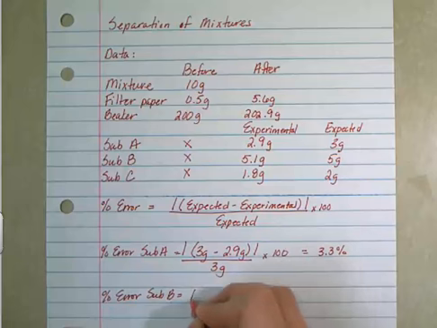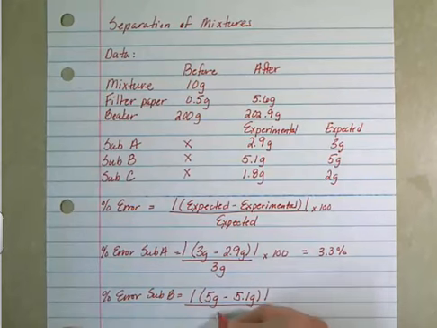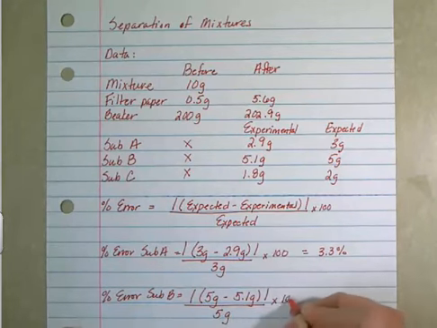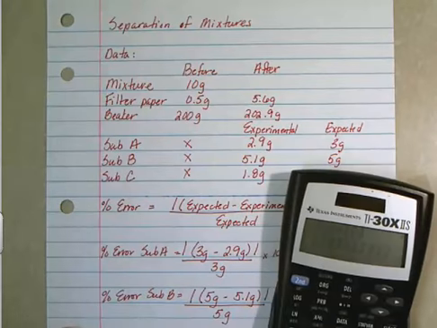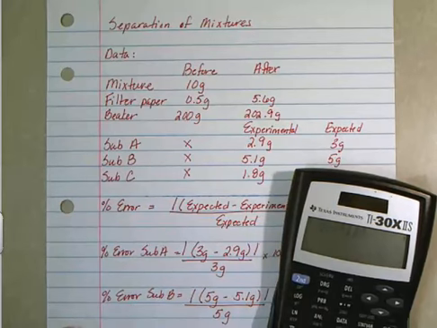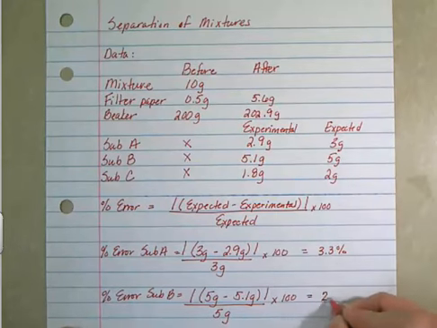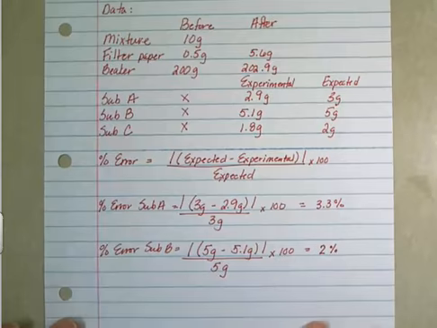For substance B, we should have gotten 5 grams. We actually recovered 5.1 grams, divided by what we should have gotten, times 100. So let's put that into our calculator. 5 minus the 5.1. And here's where we're going to ignore that negative. We're not concerned with that. It's absolute value. So 0.1, again, divided by 5 this time. That was our expected. We get 0.02 times 100, which will give us a percent error of about 2%. So again, still not too bad for doing chemistry in a middle school classroom.